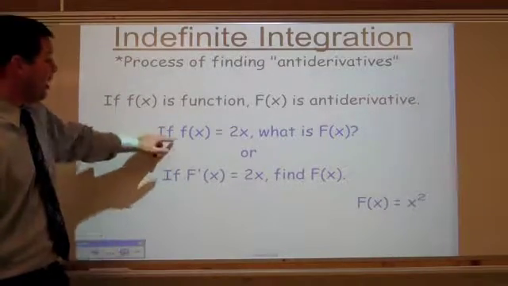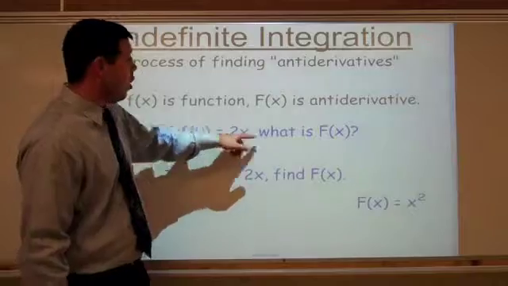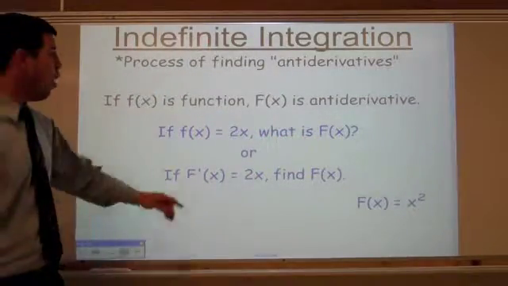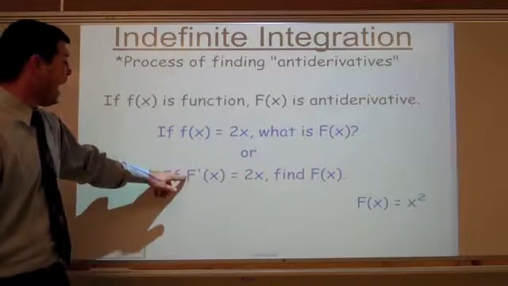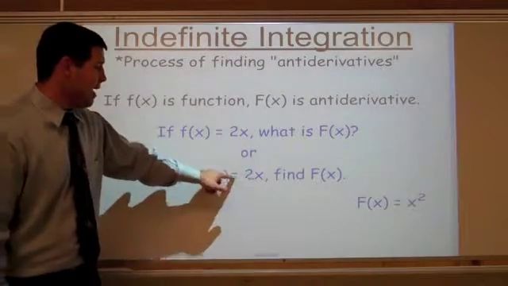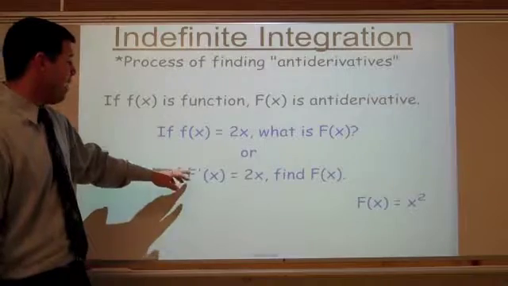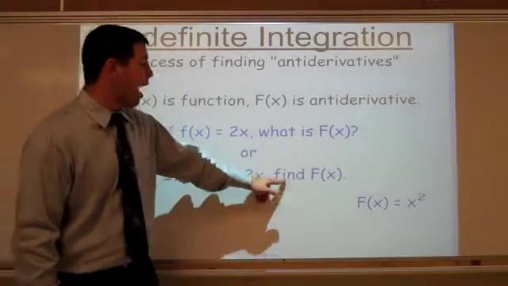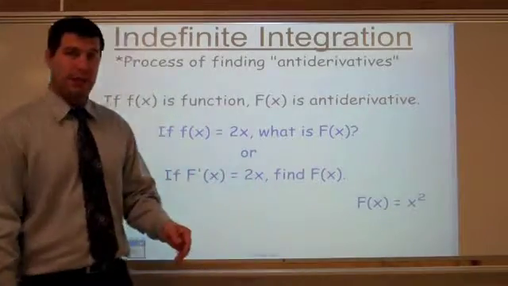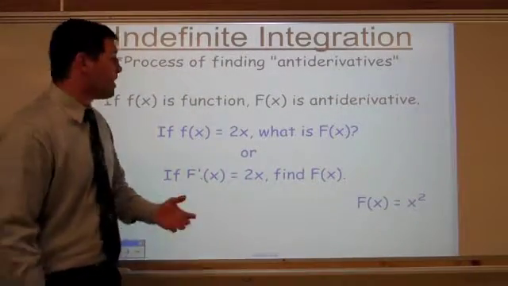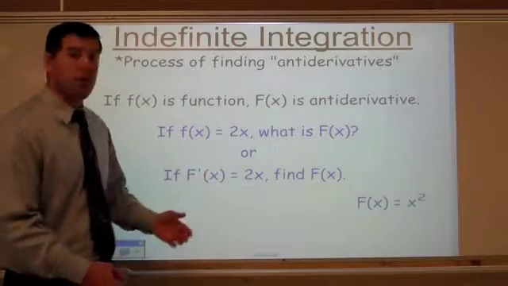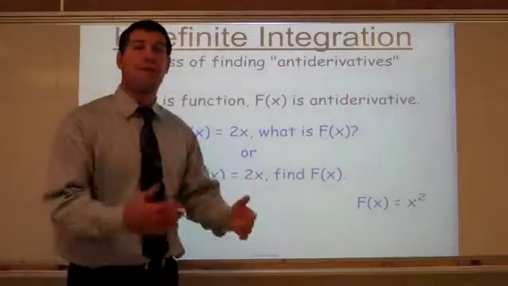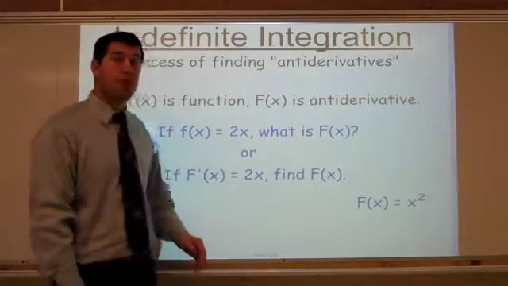So we're going to do an example. If little f of x equals 2x, what is big F of x? Or another way they might say it is, if capital F prime of x equals 2x. So it's saying, if the derivative of capital F of x is 2x, find the original function, the big F of x. So what it's asking is, what is the original function? If 2x is a derivative, what's the original function? Or what function has a derivative of 2x?